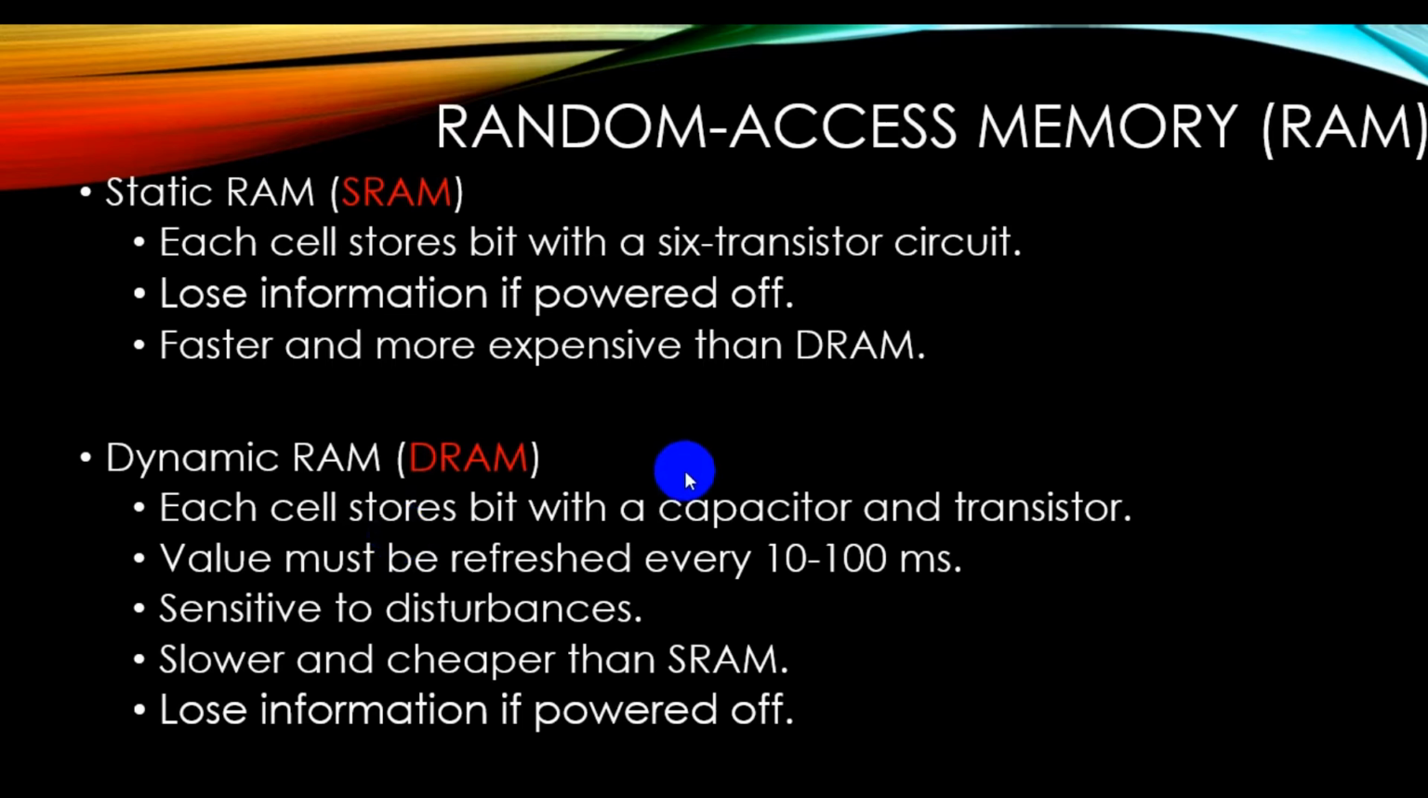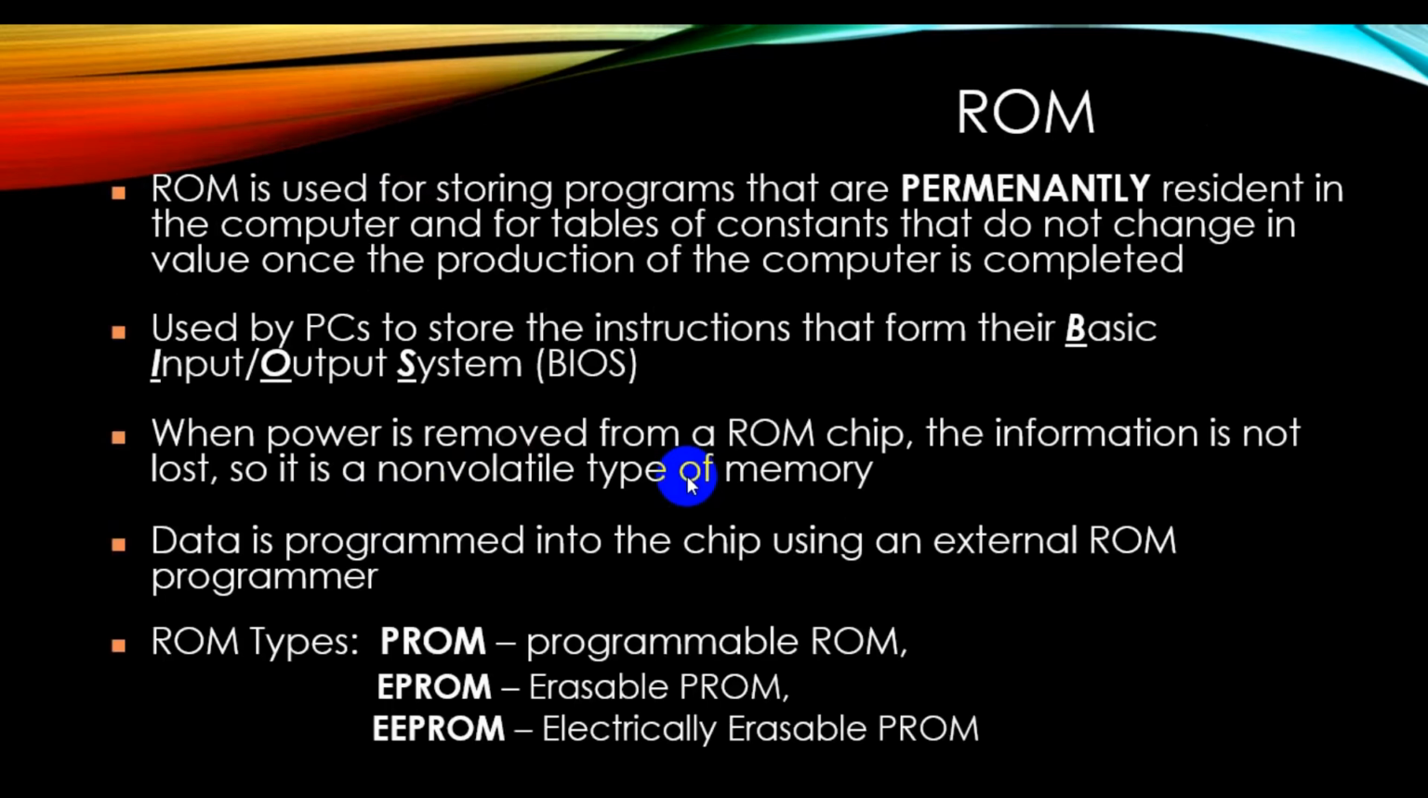Now ROM. ROM is used for storing programs that are permanently resident in the computer, and for tables of constants that do not change in value once production of the computer is completed. It is used by PCs to store instructions that are formed in their basic input output system, that is the BIOS. When the power is removed from the ROM chip, the information is not lost, so it is called non-volatile memory. Non-volatile memory is memory whose information is not lost.